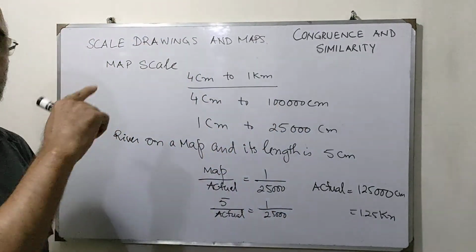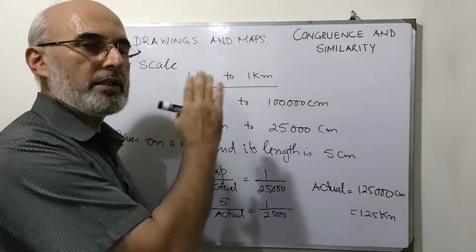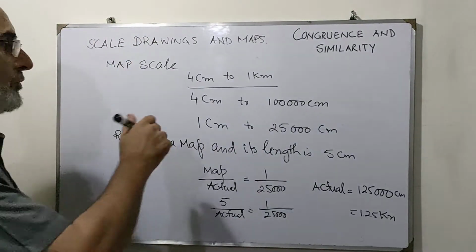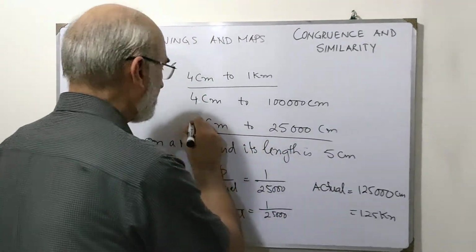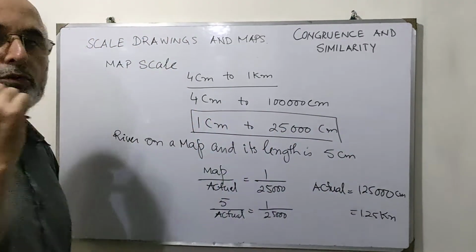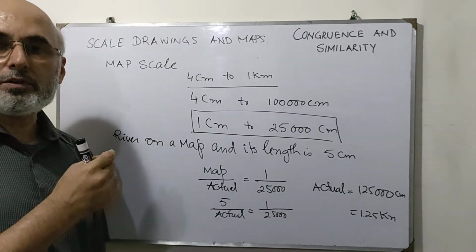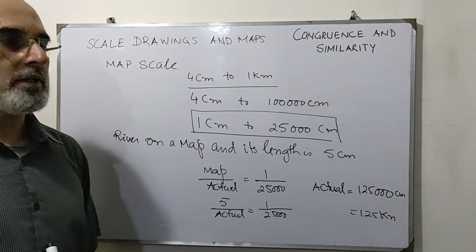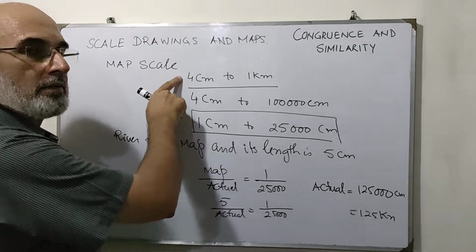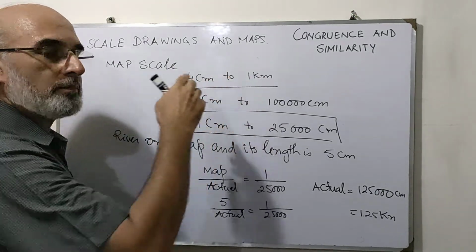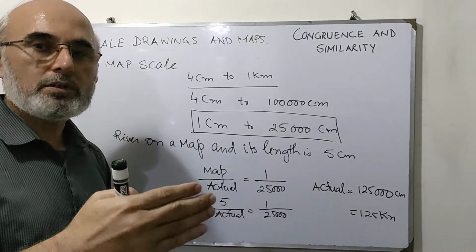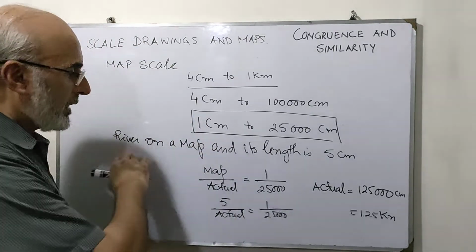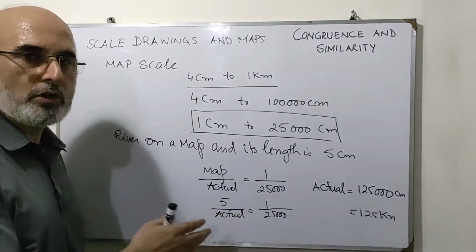So, 1 centimeter on the map is representing 25,000 centimeters of the actual land. And we reached this scale because we wanted to know what area of the land a unit on the map is representing. So initially we were given 4 centimeters to 1 kilometer. We converted to the same units and then we brought it down to 1 unit. Now we applied it and we got our answer.